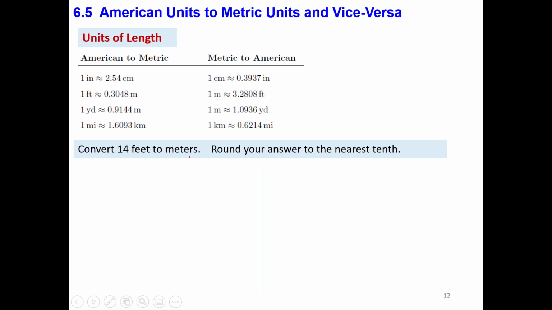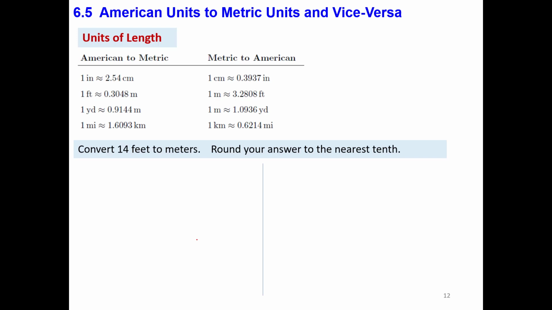Then let's show this by solving one example. We will convert 14 feet to meters, and we will use the conversion factor from American to metric system, and also the conversion factor from metric to American system, which correlate feet and meters. And we will see the answer is the same. It's very, very close.